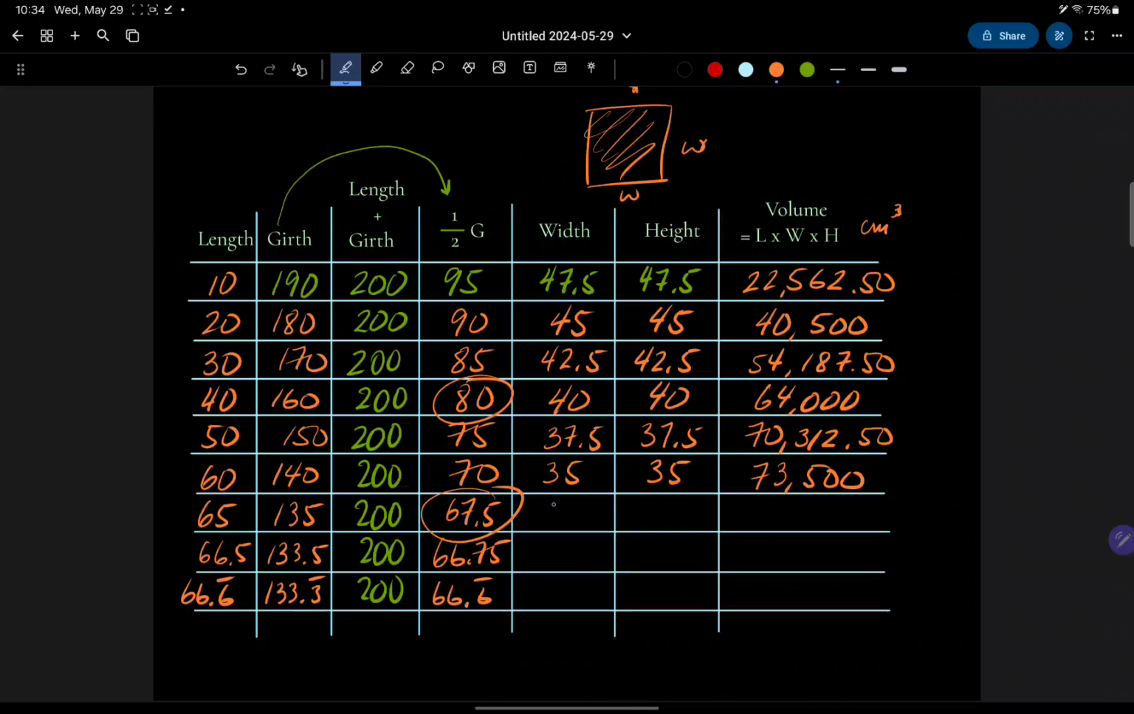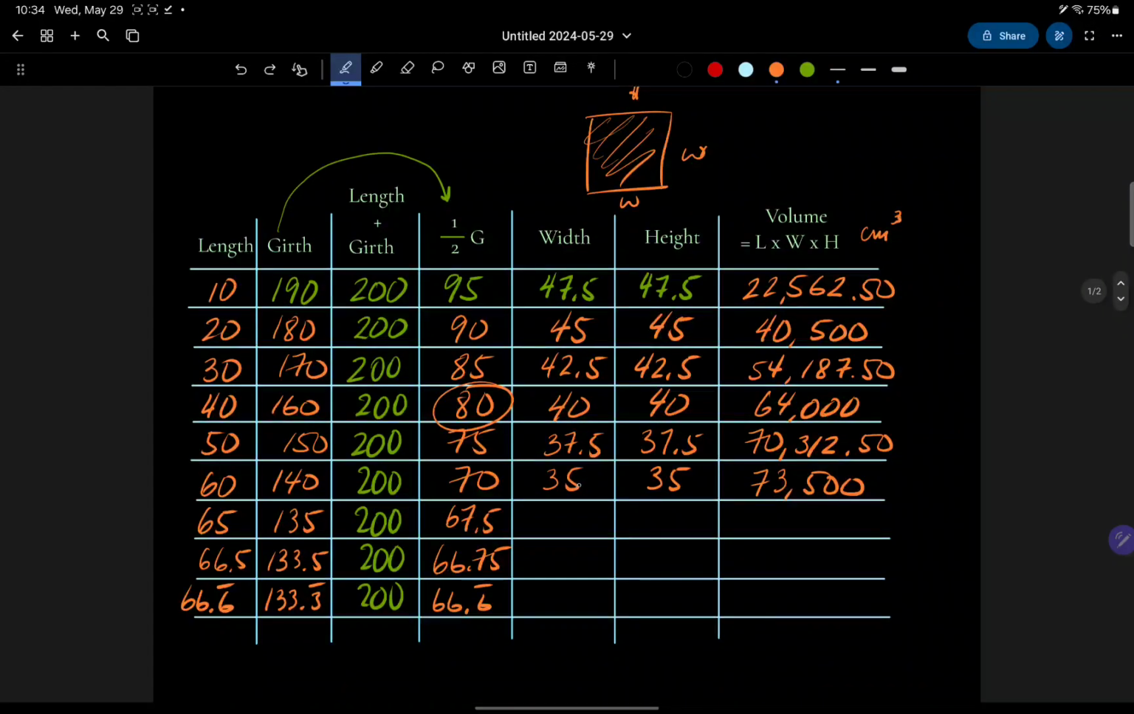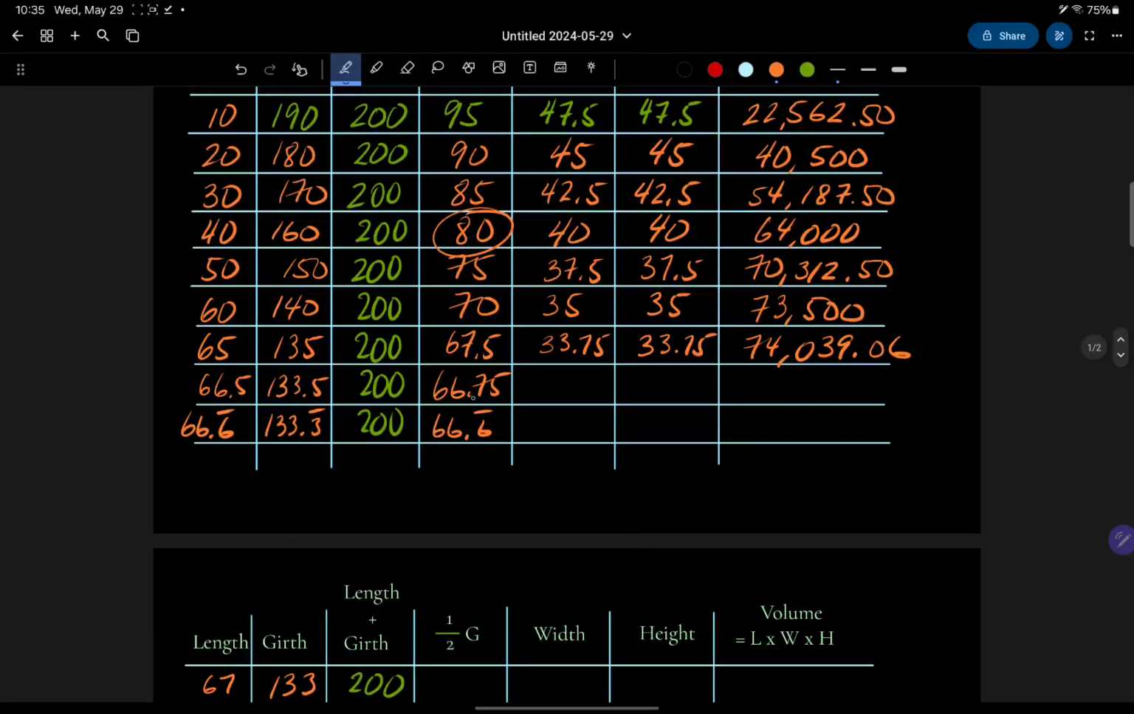65 here, we have 67.5 divided by 2. That gives us 33.75. So we write 33.75. Multiplying 65 by 33.75 by 33.75, we end up with 74,039.06. 66.75 divided by 2 is 33.375. That goes here and here. Multiplying 66.5 times 33.375 times 33.375, that gives us 74,073.73.